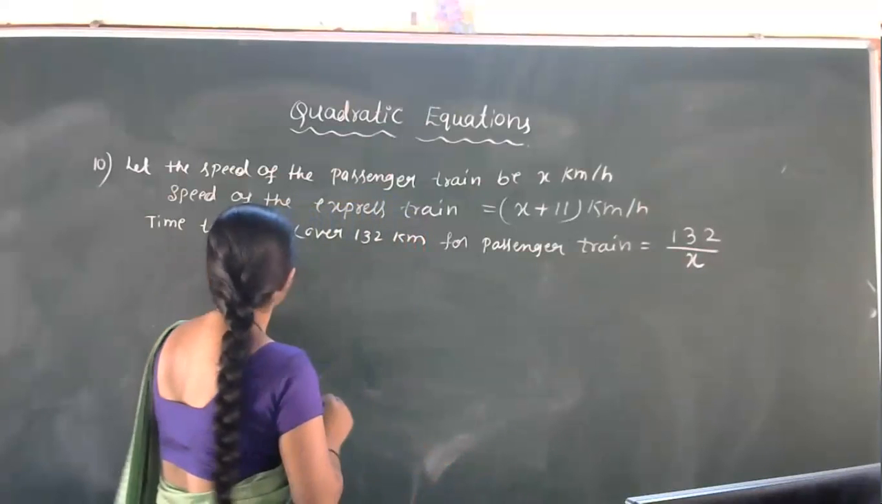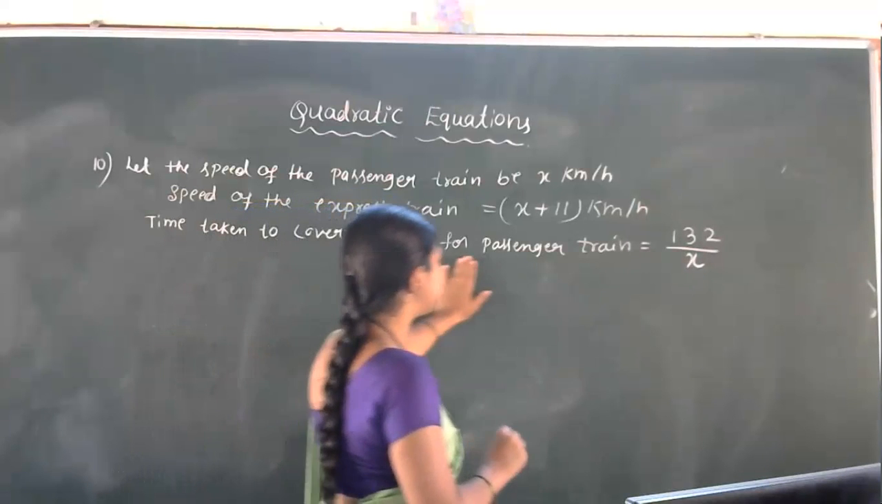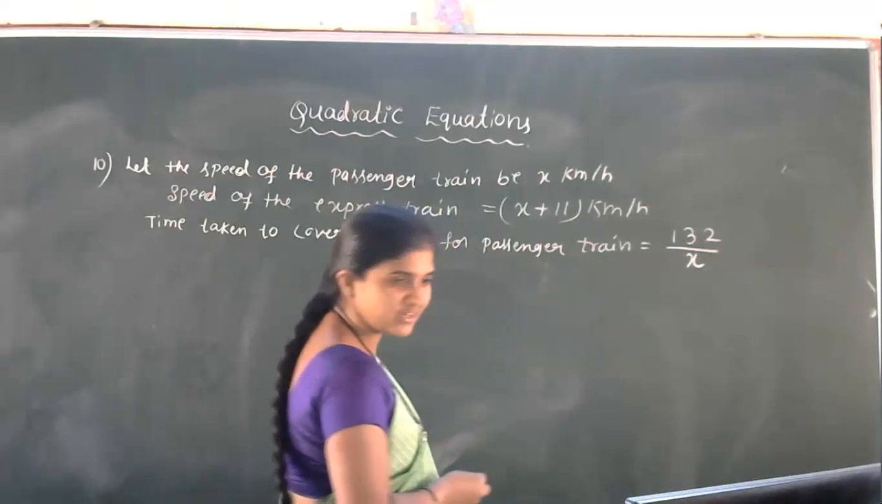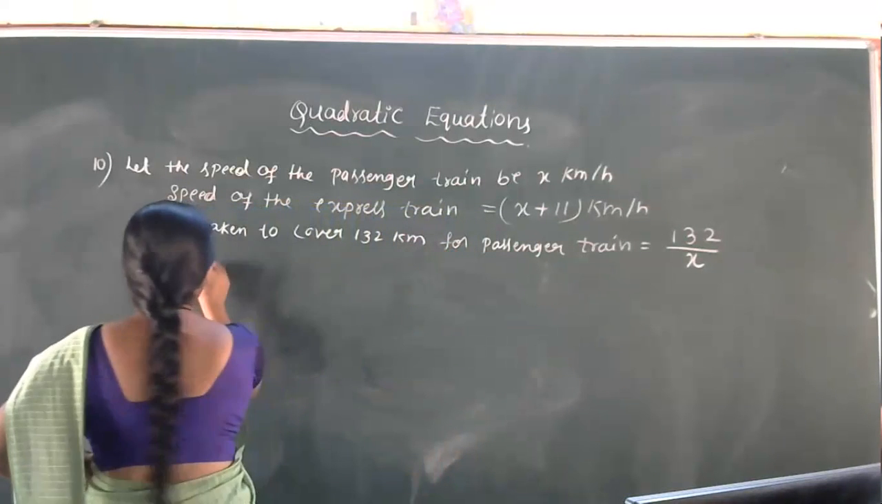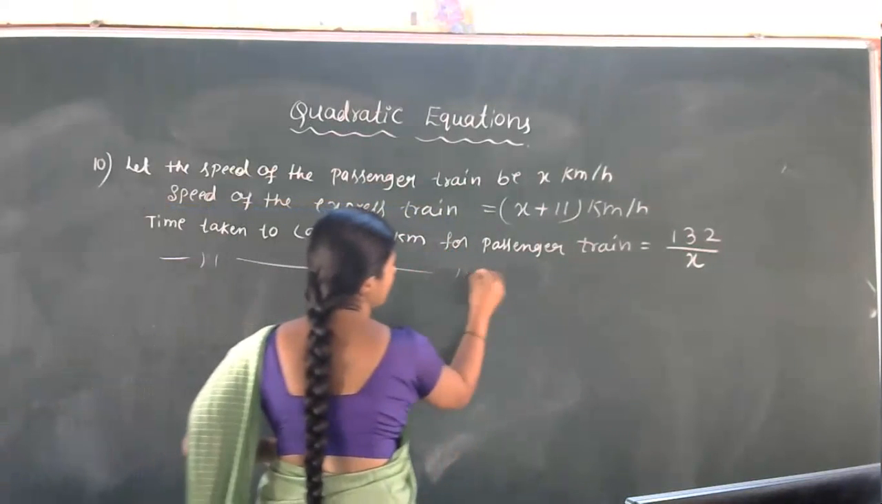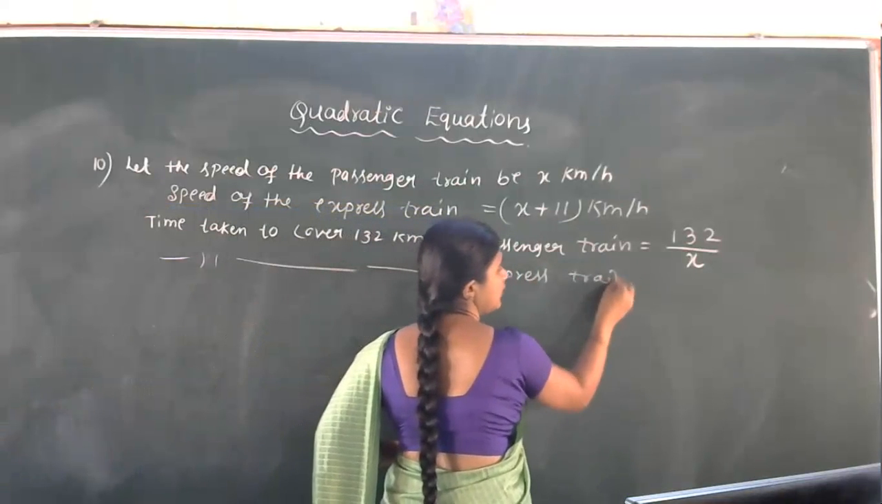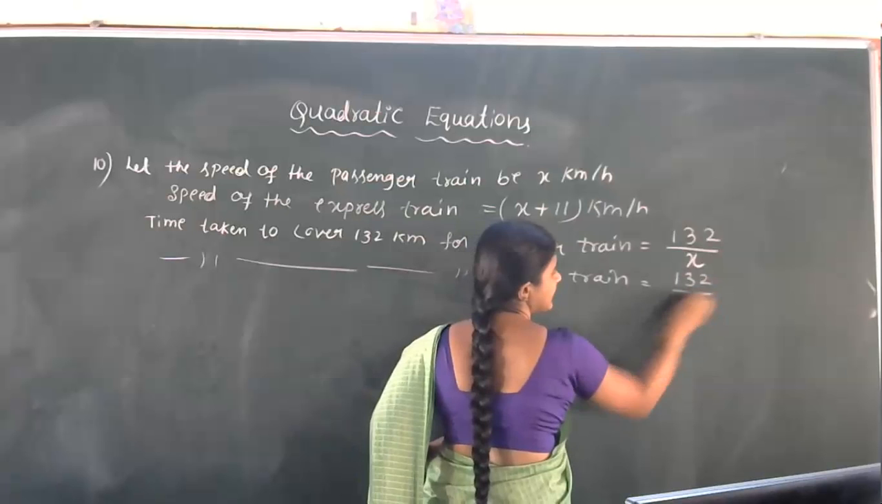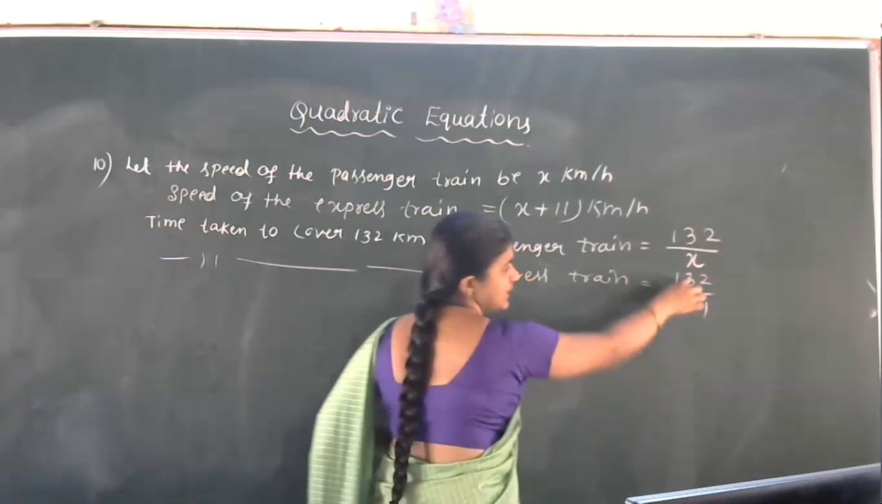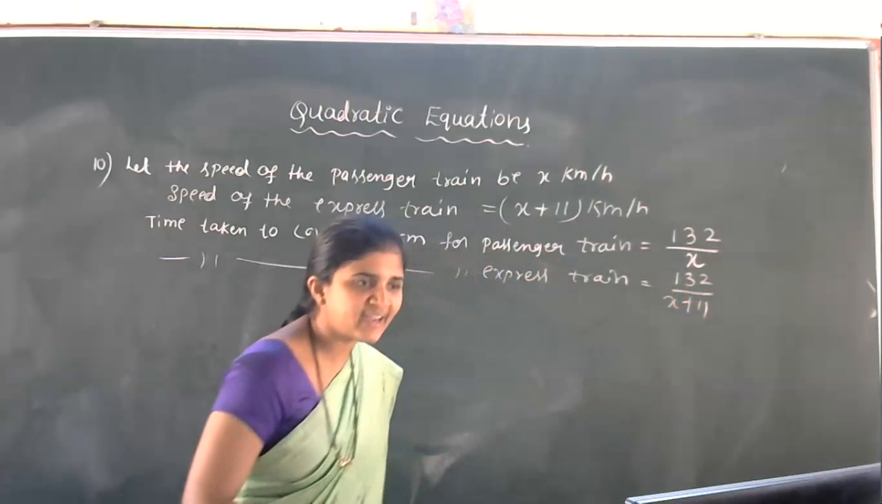Yes, see here, time taken to cover 132 kilometer for passenger train is 132 divided by x. Now, time taken to cover 132 kilometer for express train is 132 divided by x plus 11, distance divided by speed. Got the idea of this one?